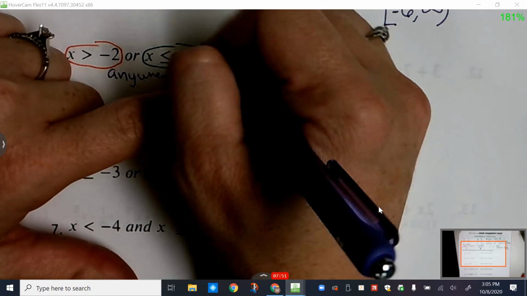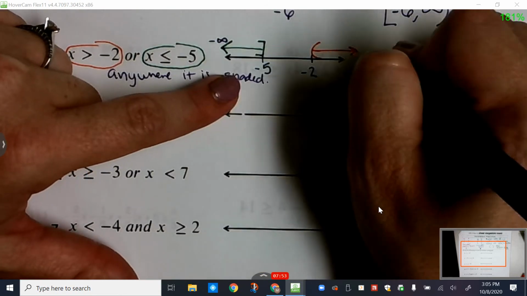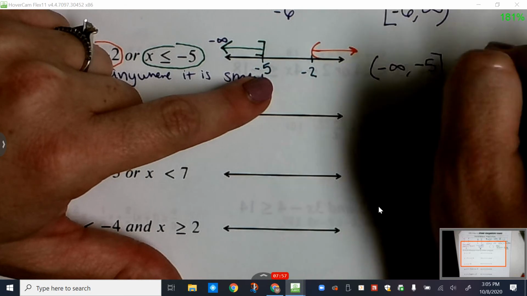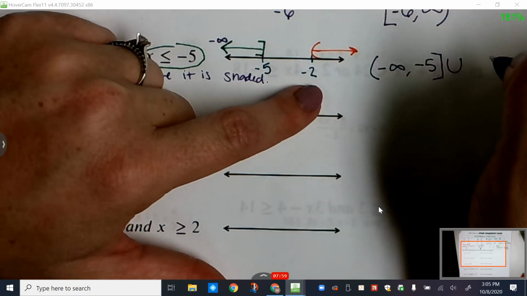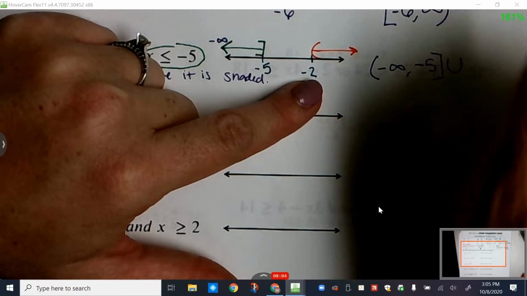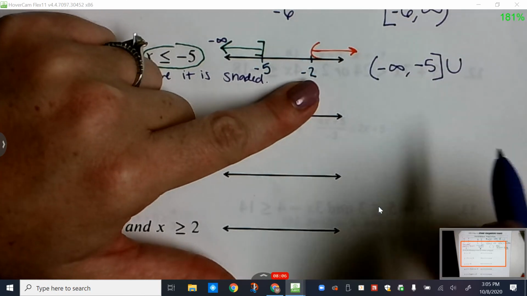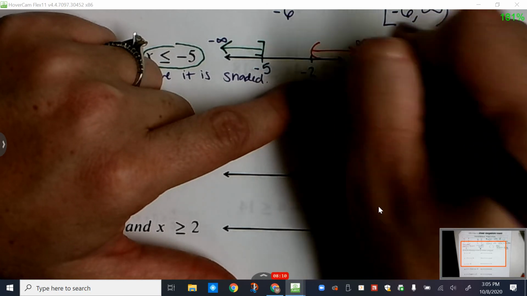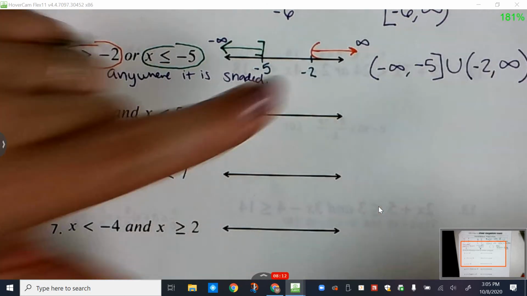Okay, so I know this goes from -infinity to -5 with a bracket, or remember how I said that up there that you're going to use that U, that means union, unite, bring together, whatever you want to say. It's the fancy math lingo. Okay, parentheses, -2, and it goes to the right forever, which is positive infinity, which always has a parentheses.